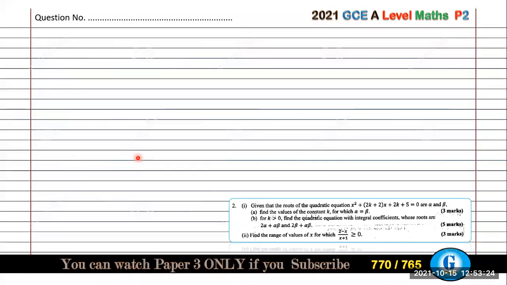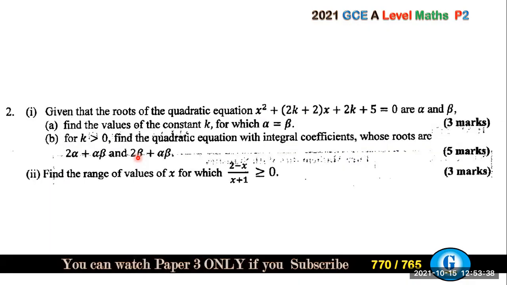So this is question 2. It reads, given that the roots of the quadratic equation x squared plus (2k plus 2) into x plus (2k plus 5) equals 0 are alpha and beta, A, find the values of the constant k for which alpha equals beta.